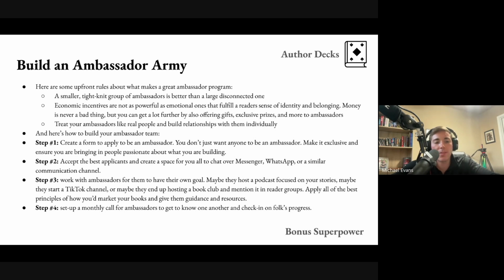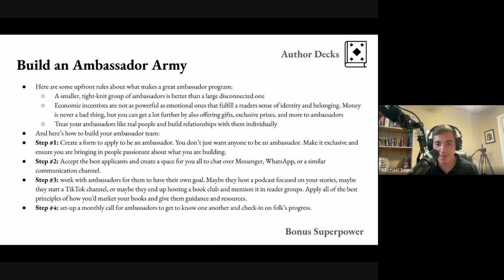Then you want to work with ambassadors for them each to have their own goal. Okay. And this is where it gets so interesting, because we think of marketing as boring, right? So when I say this, you're like, this is crazy. No one's going to do it. This is horrible. I'm having people do free labor for me. I'm not for any of that. Marketing's fun. Marketing is storytelling, and your readers want to tell stories. So why not empower them to tell stories about your story?